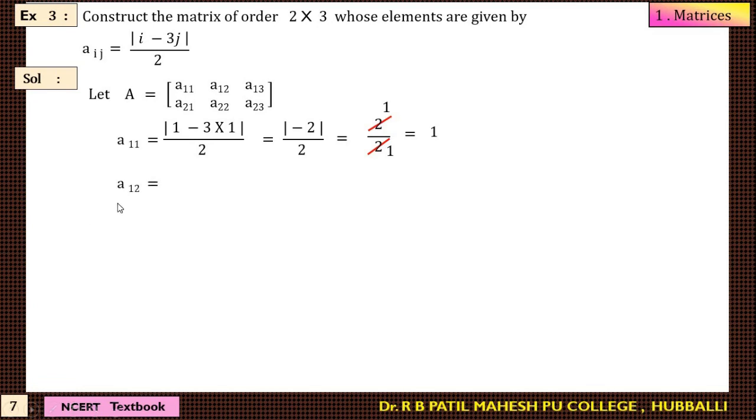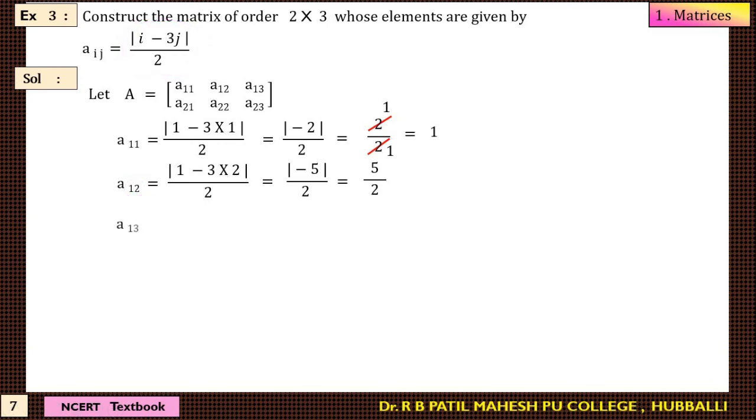A12 is equal to, in this A12 the subscript is 1, 2. So the subscript number I is 1, J is 2. Replace I is 1, J is 2, that is modulus of 1 minus 3 into 2 divided by 2, and if you simplify, you will get modulus of minus 5 divided by 2, and you know that modulus of minus 5 is equal to 5 divided by 2.